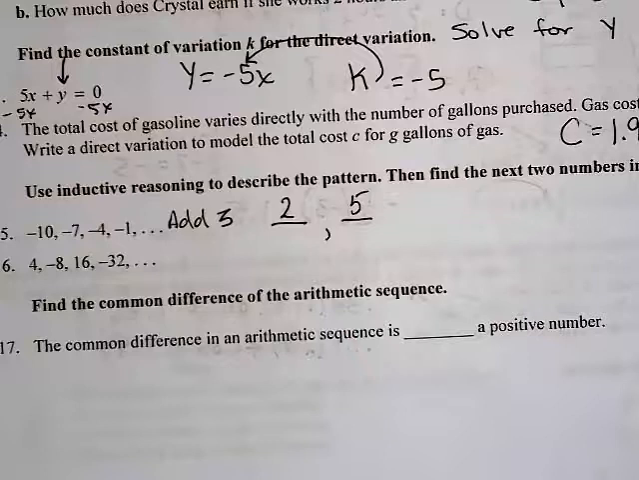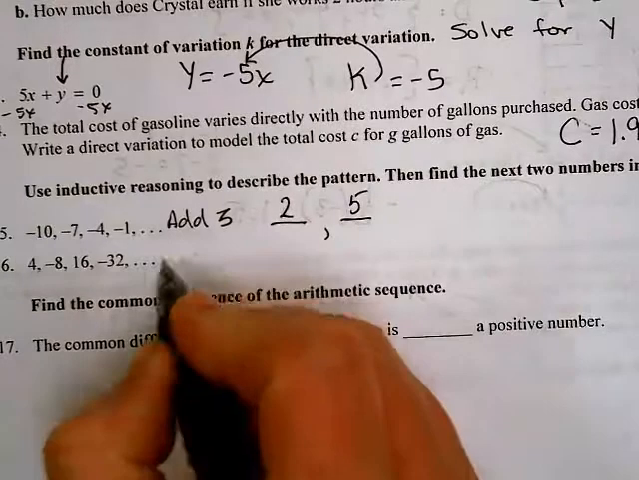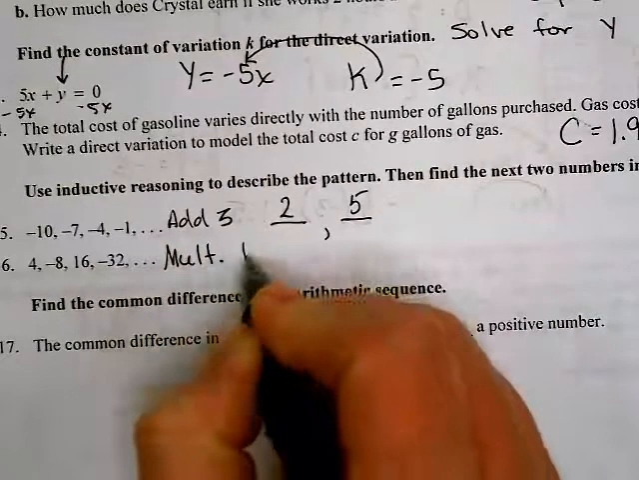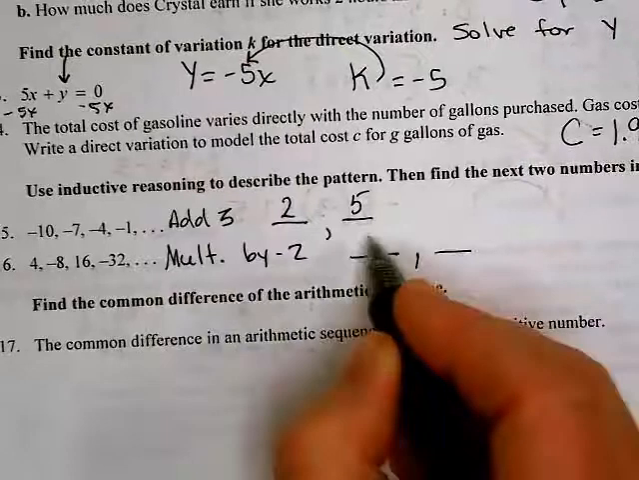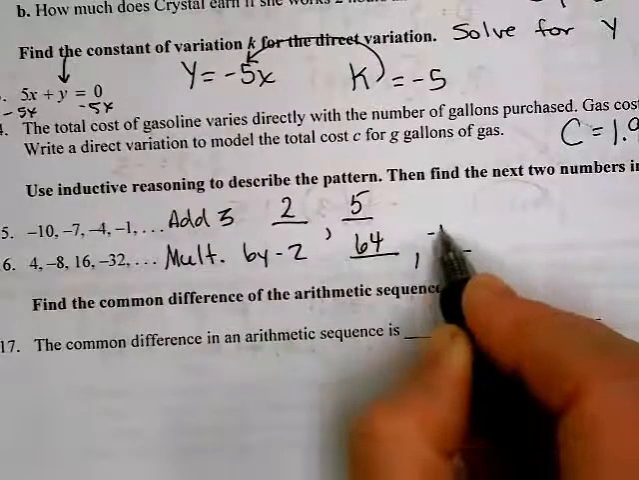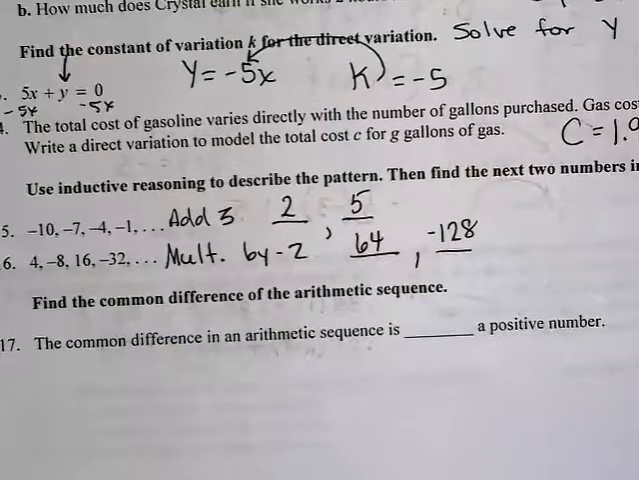Because whenever you multiply 4 times negative 2, you get negative 8, and negative 8 times negative 2 is 16. So when the signs change, negative, positive, that's a clue that you're multiplying by a negative. And then you just have to figure out what number you're multiplying by. So we are multiplying by negative 2. What's the next number going to be? 64. And the following? Negative 128. Good.